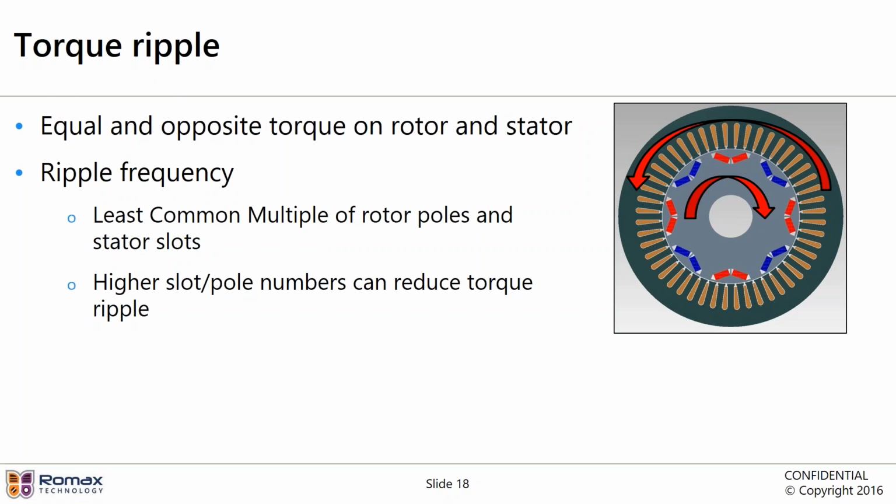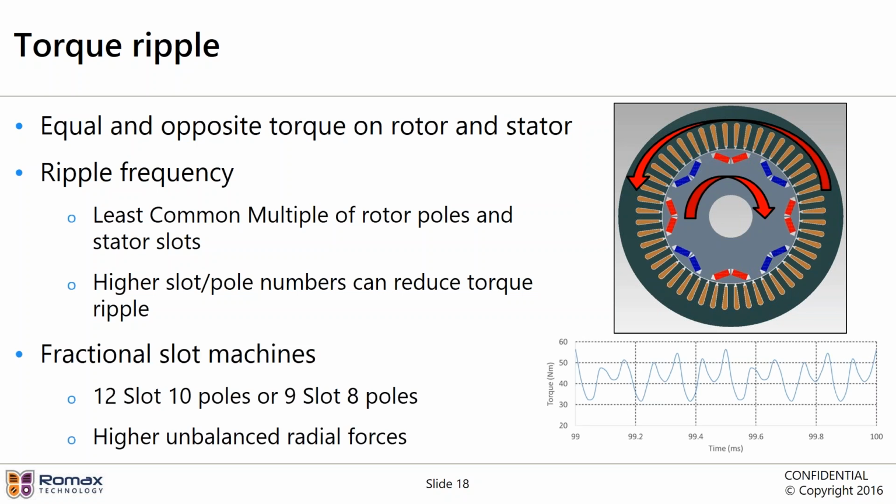So what is torque ripple? Torque ripple is an equal and opposite torque that acts between the rotor and stator. The torque applied for most machines tends not to be smooth, but has a slight variation that occurs because of the slotting. The frequency of this excitation is a function of the least common multiple of the rotor and stator poles. So the machine we look at on the right has 8 rotor poles and 48 stator slots. The least common multiple for those is 48, so the frequency would be 48 times the mechanical frequency.